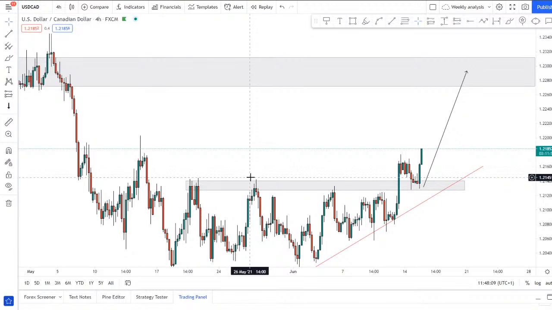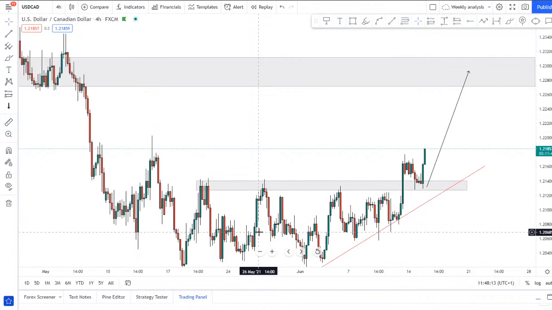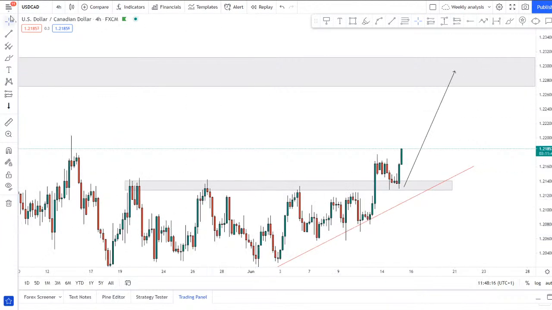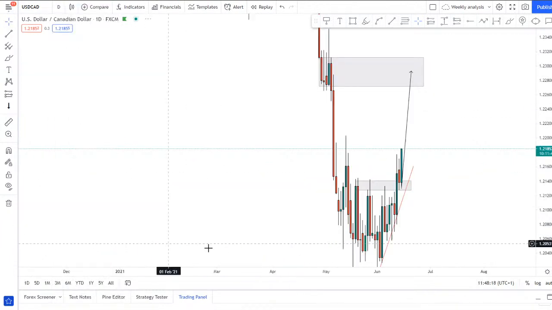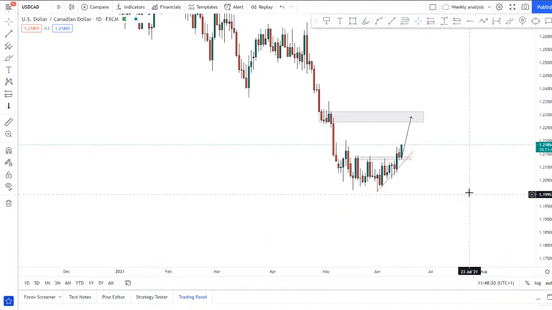If anyone's looking to trade it, maybe look to enter on some retracement on the lower time frames. But right now, from a higher time frame point of view, the 4-hour and daily are looking good for a move to the upside.